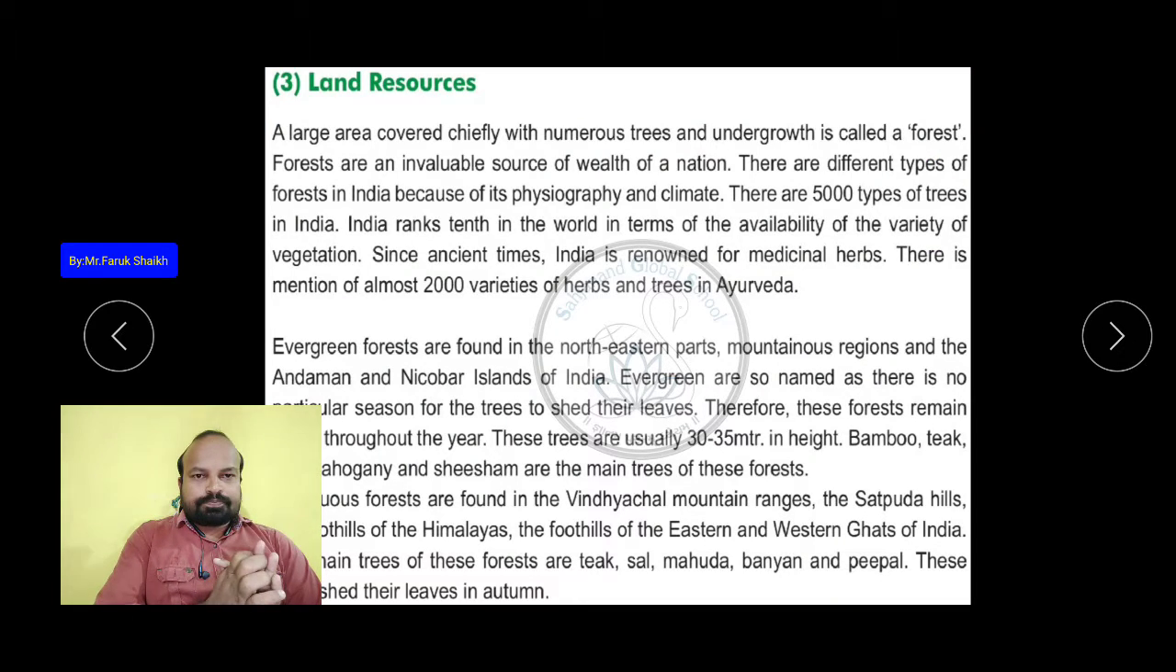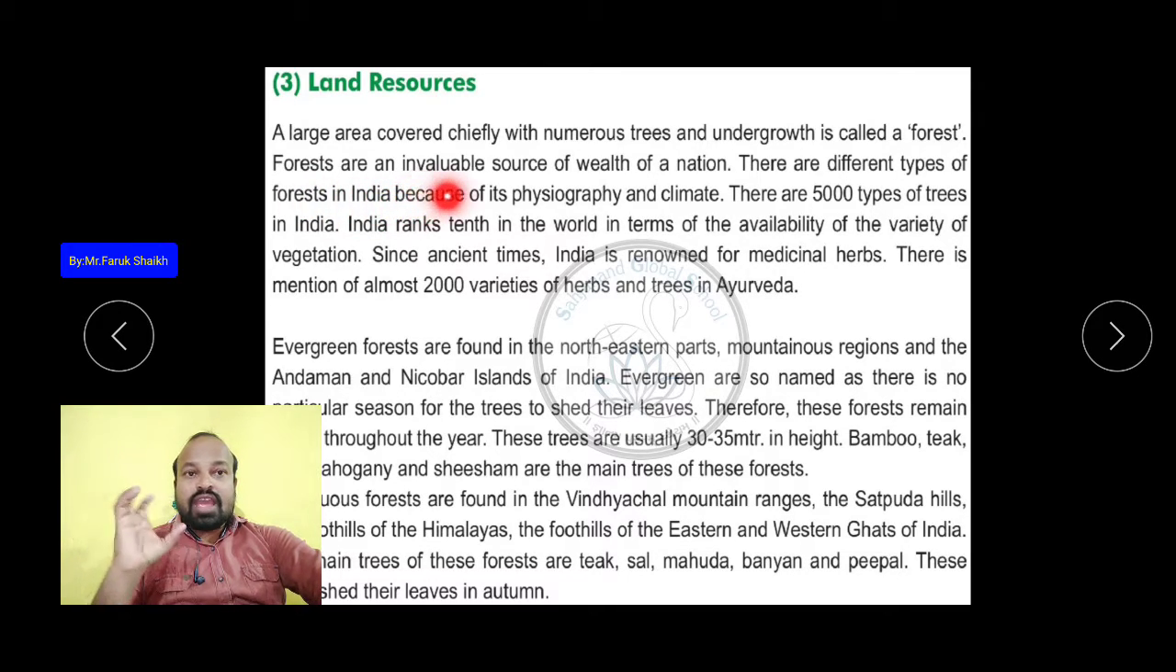Land resources. Land is called the lithosphere. One third part of the earth is land, and I'm going to teach about the land resources of India. A large area covered chiefly with numerous trees and undergrowth is called a forest. This is the land area. It is covered with numerous trees and undergrowth, densely packed trees. It is called the forest.